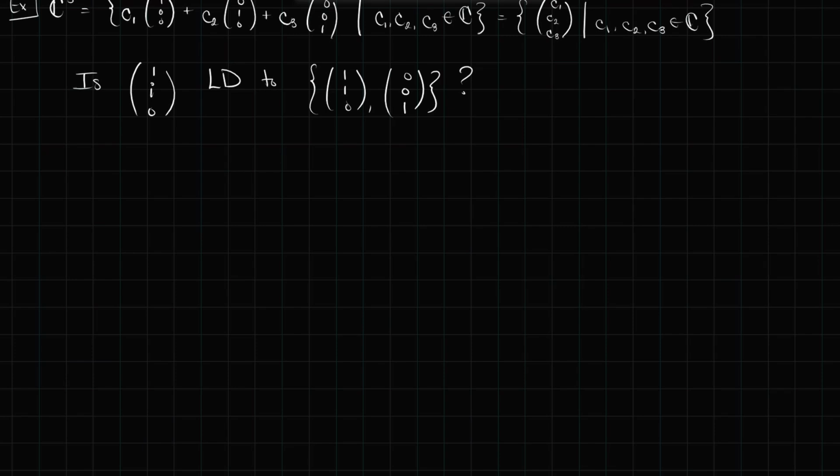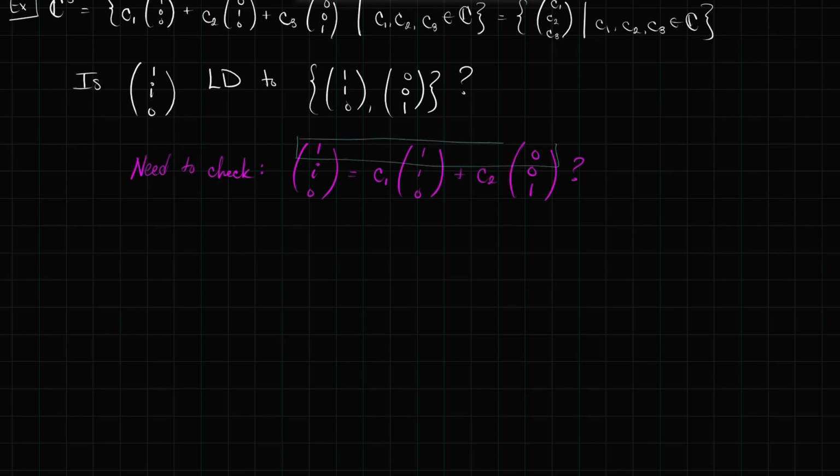So our question should basically be the same. We need to check, same as before, does 1, i, 0 equal some constant times 1, 1, 0 plus another constant times 0, 0, 1? And the way we're going to do this is just as before. We're going to read everything horizontally. That's one equation. That's another equation. And this is a third equation. And we're just going to try to solve it for our unknowns.